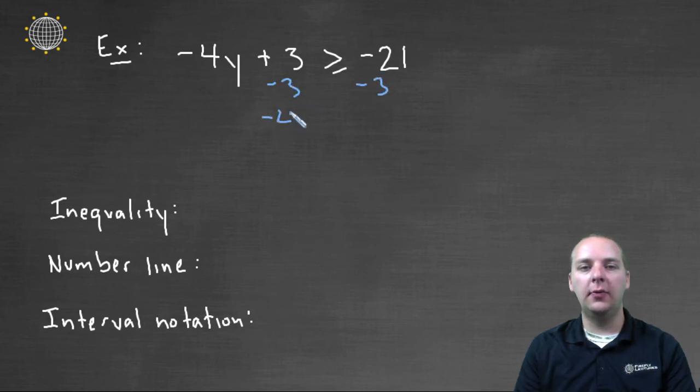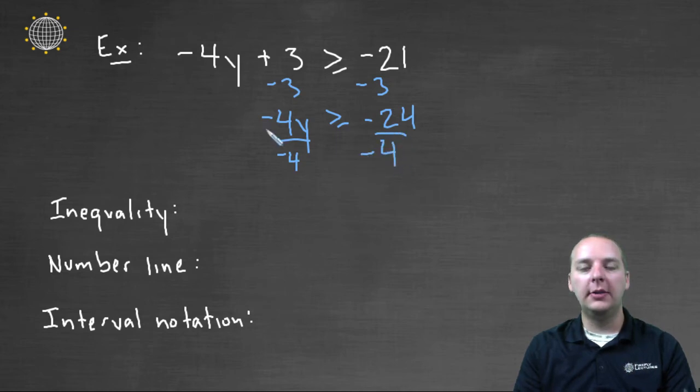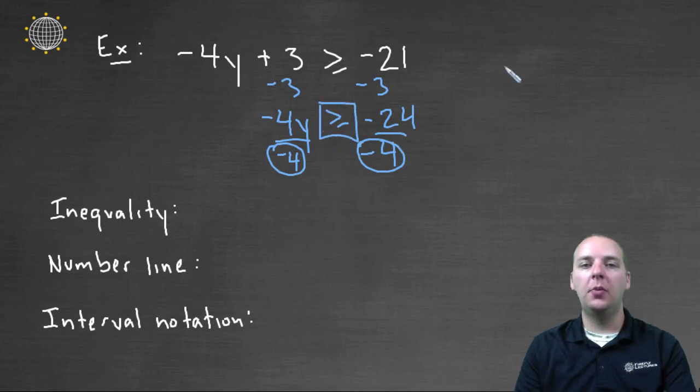We'll get -4y is greater than or equal to -24. I did not have to flip that inequality because I just subtracted 3. I didn't multiply or divide by a negative. But now I need to divide both sides by -4. Because I'm dividing by a negative, I'll have to flip this inequality around, and we'll write it as y less than or equal to +6. That's -24 divided by -4. So the inequality way of writing the answer would be y less than or equal to 6.